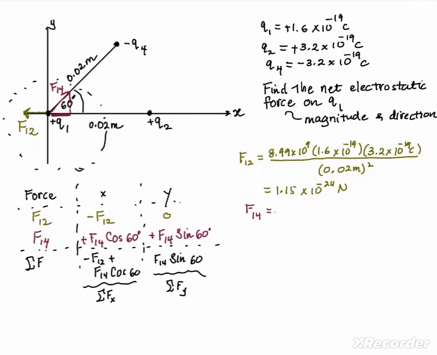Let's look at F14. We have 8.99 times 10 to the 9, that is K. Then we have Q1 and Q4. Remember, these are absolute values, so it is 3.2 times 10 to the negative 19th. It's positive. And then divide by the distance between 1 and 4. The distance between Q1 and Q4 is also 0.02 meters, so that is squared. And that, as you can see, gives the same value as F12 for the magnitude.